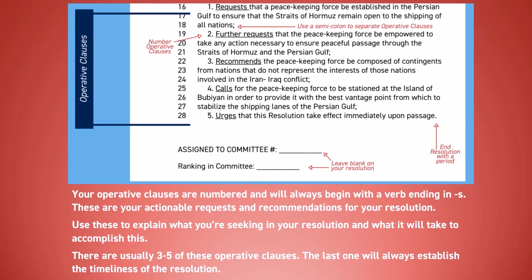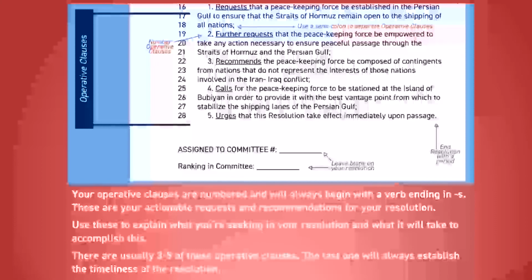Your operative clauses are numbered and will always begin with the verb ending in S. These are your actionable requests and recommendations for your resolution. Use these to explain what you're seeking in your resolution and what it will take to accomplish this. There are usually 3 to 5 of these operative clauses. The last one will always establish the timeliness of the resolution.